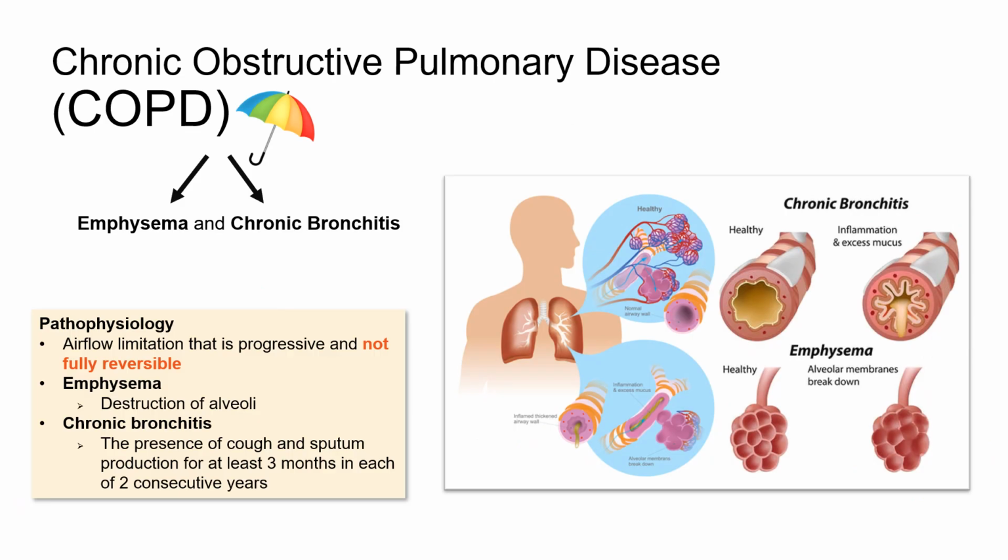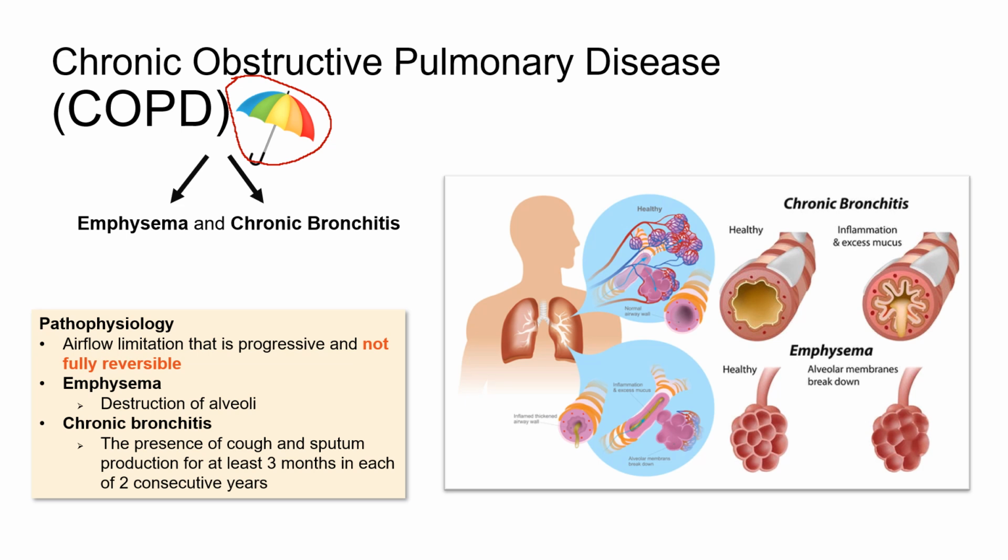Next, we have chronic obstructive pulmonary disease, aka COPD. The first thing we see here is an umbrella. This is an umbrella term, and it refers to emphysema and chronic bronchitis. The pathophysiology is airway limitation that is progressive and not fully reversible. So unlike asthma, this one cannot be reversed, and it is progressive. Important distinction there. This is causing obstruction in their airways.